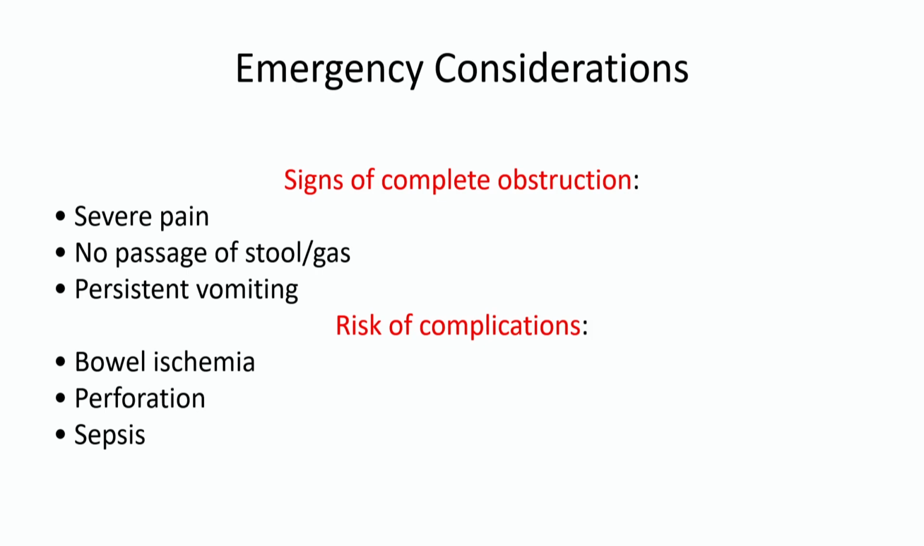Risk of complication: bowel ischemia, perforation. Perforation means the intestine has broken down and food has come out into the peritoneum. And sepsis, septicemia will take place. If there is perforation and it is not controlled, septicemia will occur, then multi-organ failure, and the patient will die. So you have to be very careful in that condition.